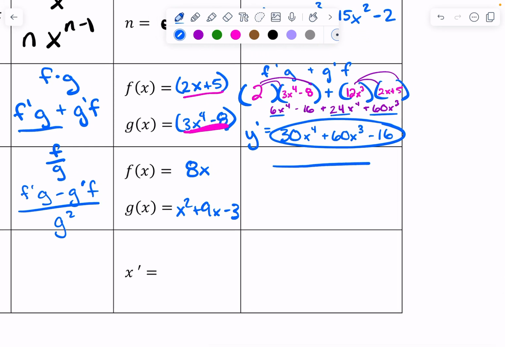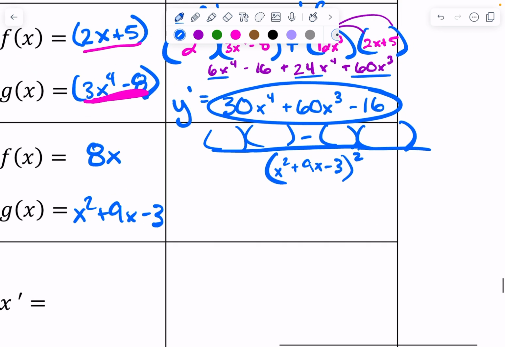All right. f prime g minus g prime f all over, I'm going to go ahead and just write out g squared. Ugh, that's disgusting. We are not FOILing that or multiplying that out. Gross. All right, let's do it. f prime. The derivative of 8x is just 8. Then we've got x squared plus 9x minus 3. That's g, right? g just stays.